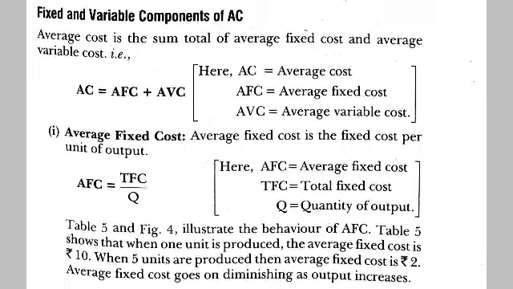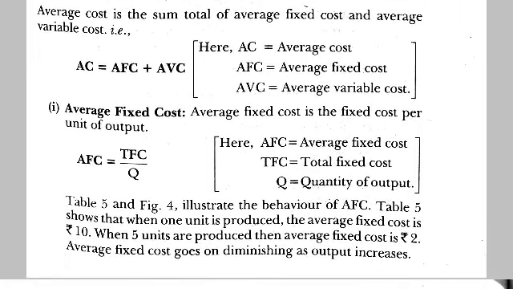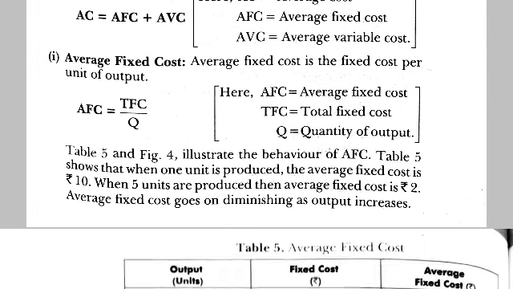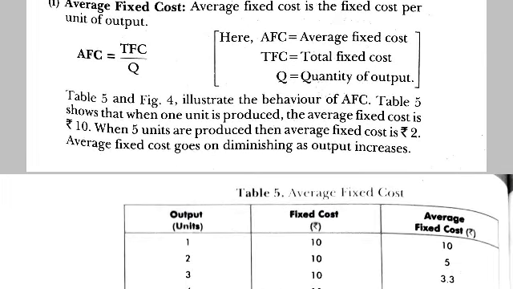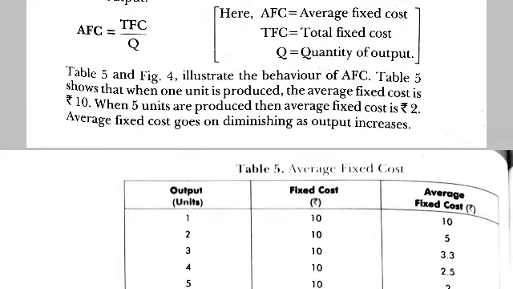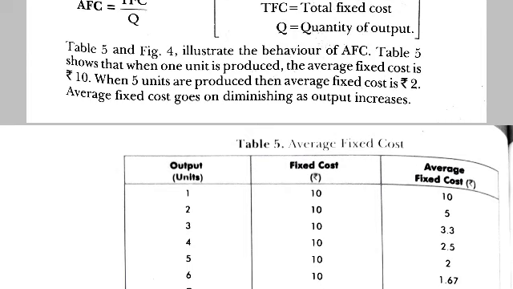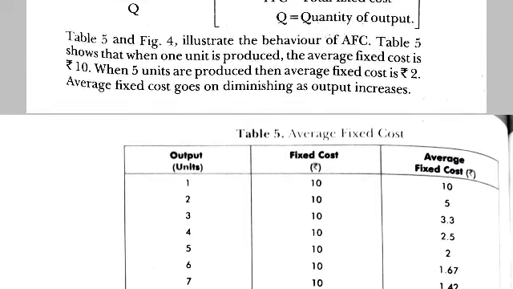Average fixed cost is the fixed cost per unit of output. Average fixed cost is equal to total fixed cost divided by units of output. Table 5 and Figure 4 illustrate the behavior of average fixed cost. Table 5 shows that when 1 unit is produced, average fixed cost is 10. When 5 units are produced, then average fixed cost is 2. Average fixed cost goes on diminishing as output increases.